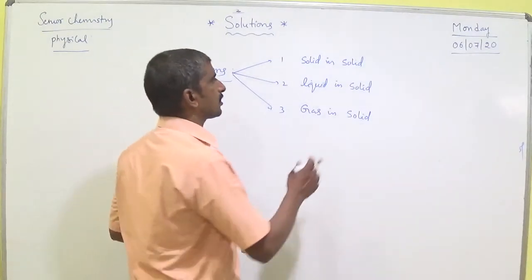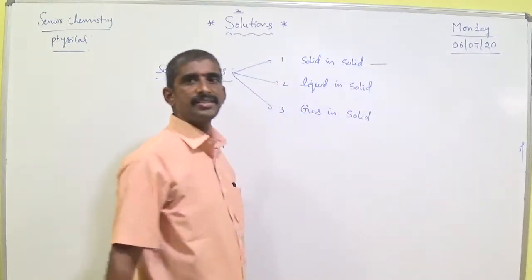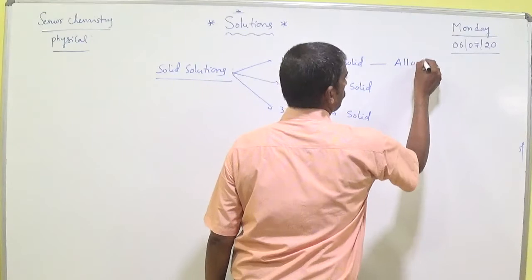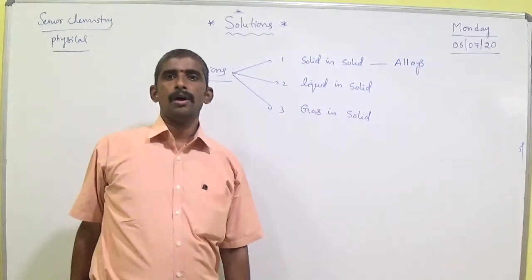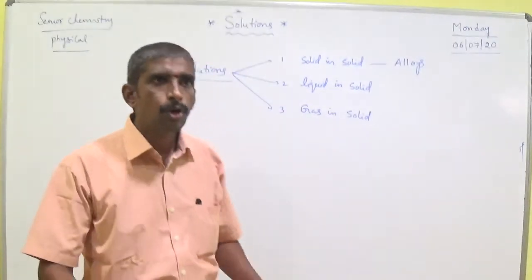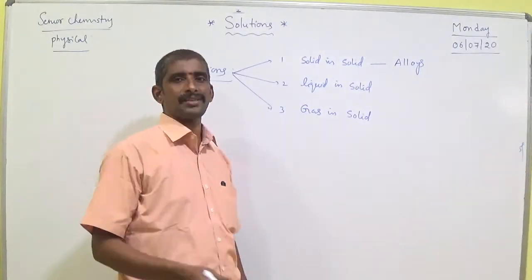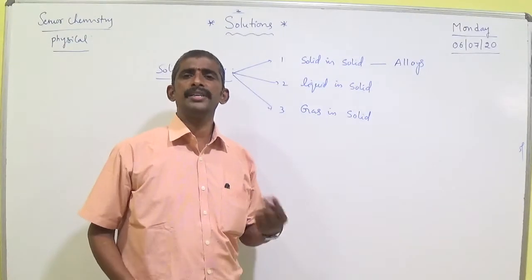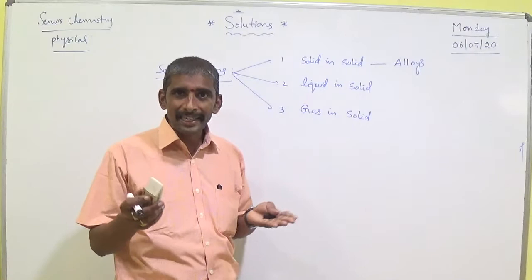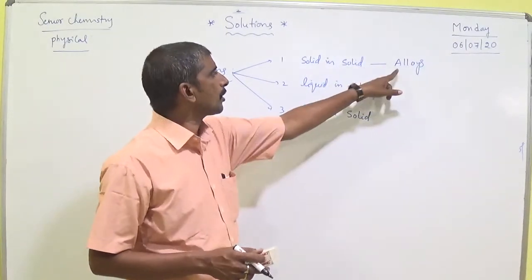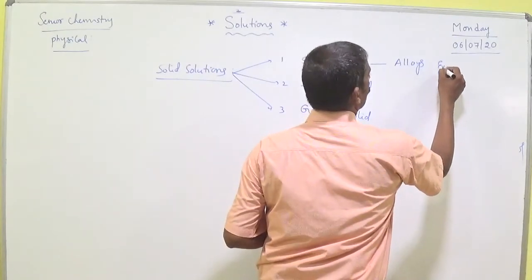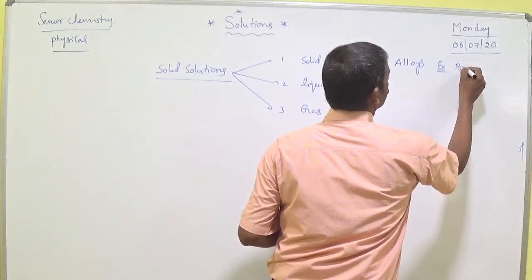Okay, now I will give you examples. Solid in solid solution example: alloys. We know alloys. What do you mean by alloys? An alloy is a homogeneous mixture of two or more metals. Homogeneous means completely mixing with each other. Alloys belong to which type of solution? Solid in solid. Example, alloys, best example, brass.